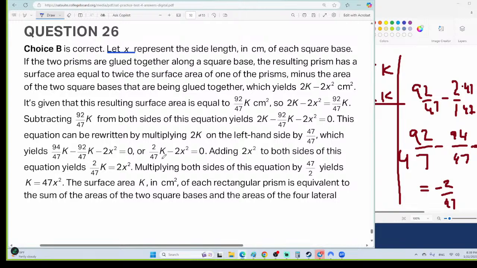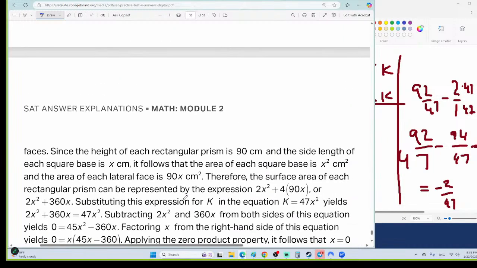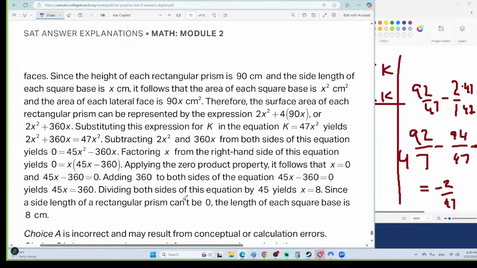2k minus 92 over 47 k minus 2x squared equals 0. Adding 2x squared to both sides, okay, that's where I arrived. That's where I stopped and I said I can't do that anymore. Multiplying both sides of the equation by 47 over 2 yields k equals 47x squared. The surface area k, in square centimeters, for each rectangular prism is equivalent to the sum of the areas of its faces.